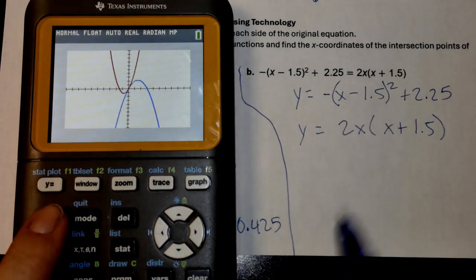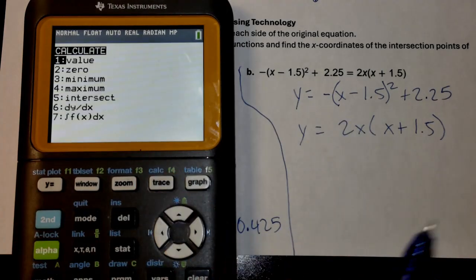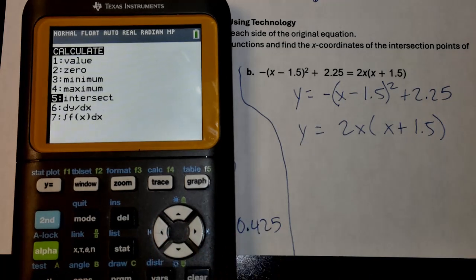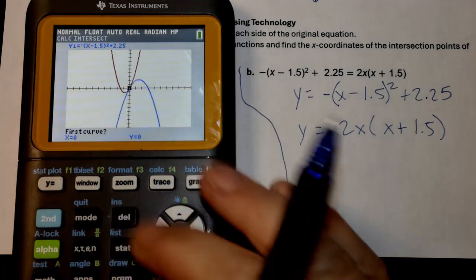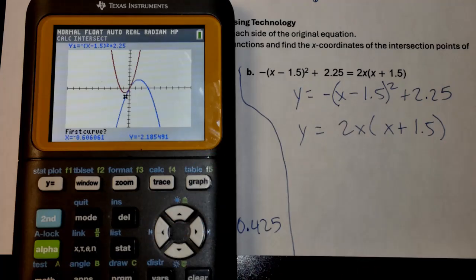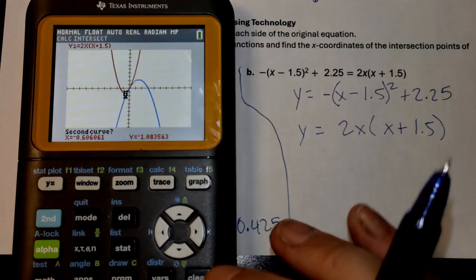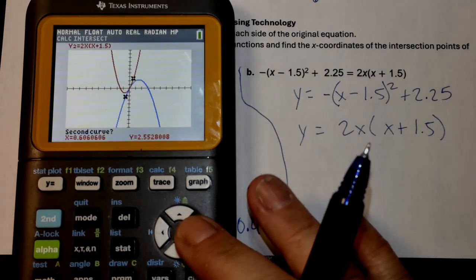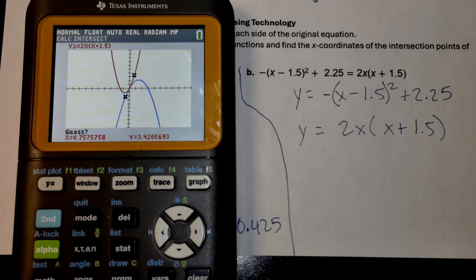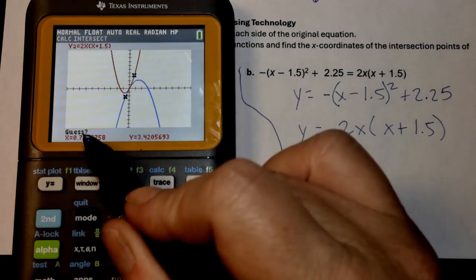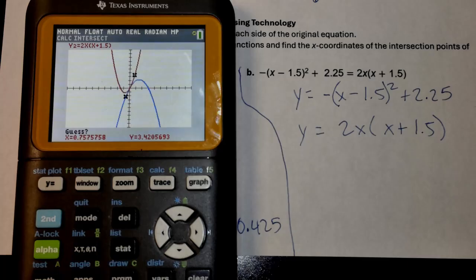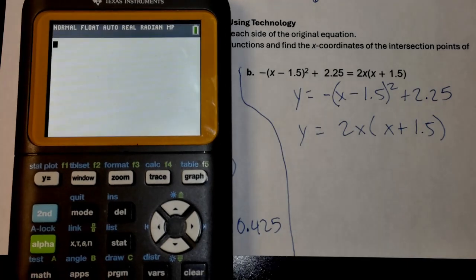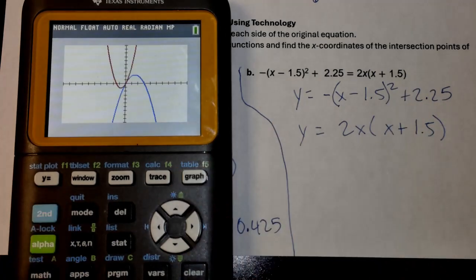We're going to hit the blue button and calculate. We're going to go down to intersect, hit enter. We're going to go to the left side of that intersection point, hit enter, and then go to the right side of the intersection point, hit enter. It says guess. We're going to say yes, enter. Oh, Miss Gill. All right, I'll be right back.